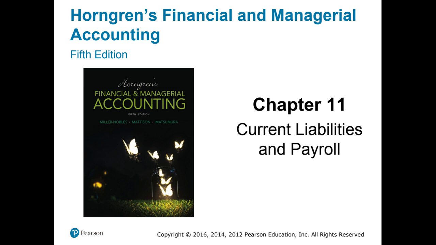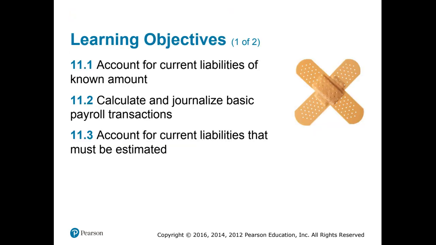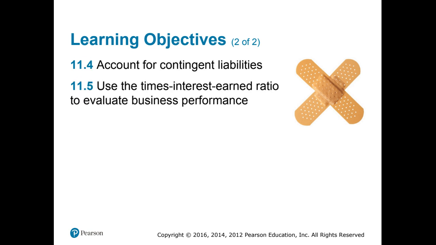So current liabilities and payroll. Learning objectives: account for current liabilities of a known amount. Calculate and journalize basic payroll transactions. Account for current liabilities that must be estimated. Account for contingent liabilities. And use the times interest earned ratio to evaluate business performance.